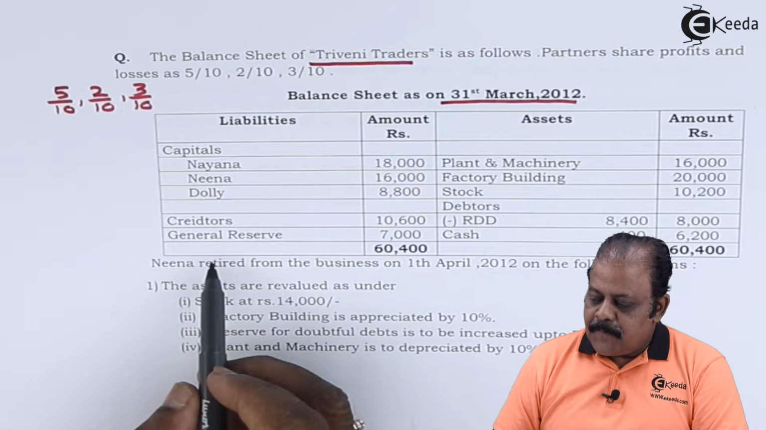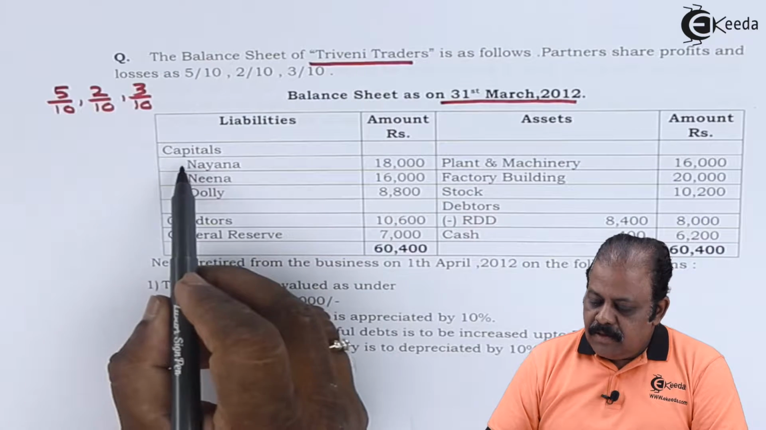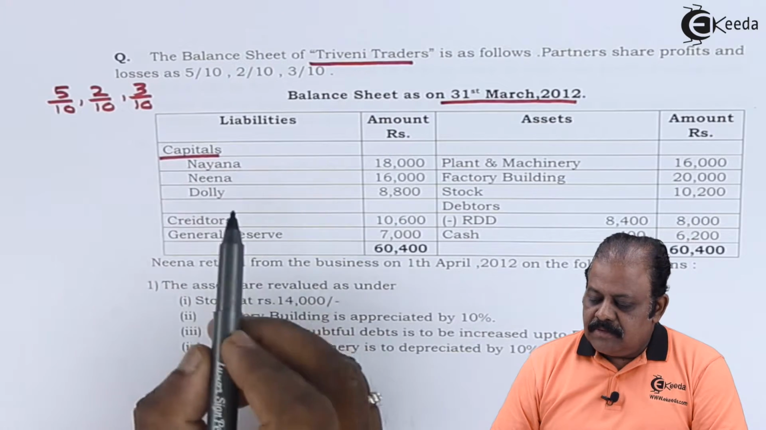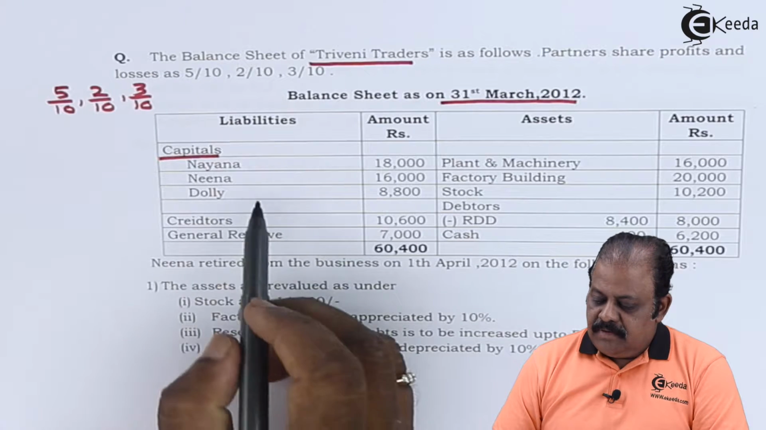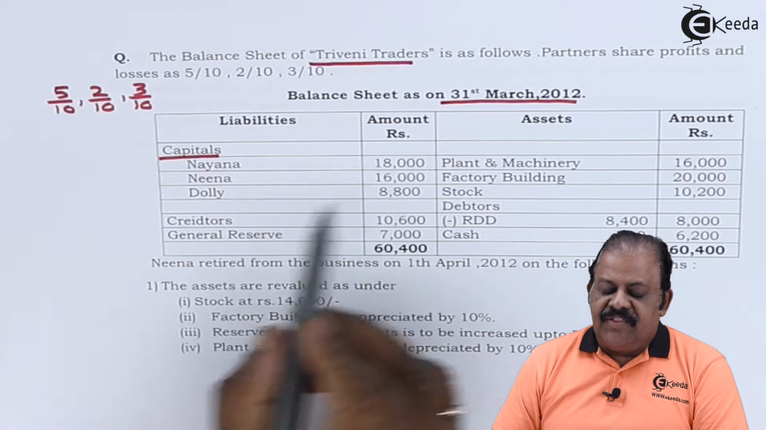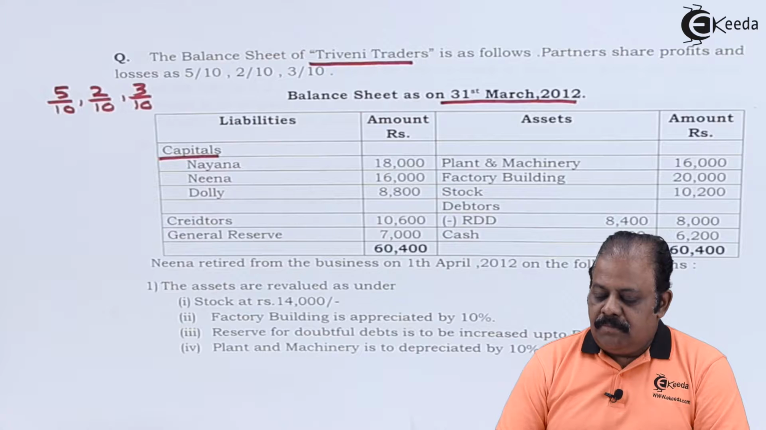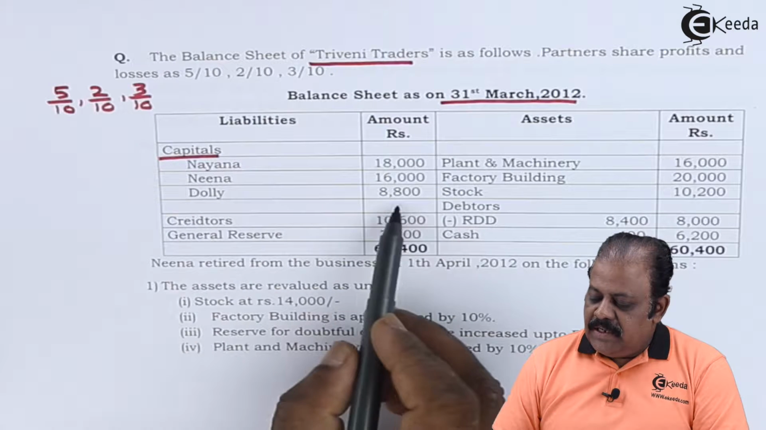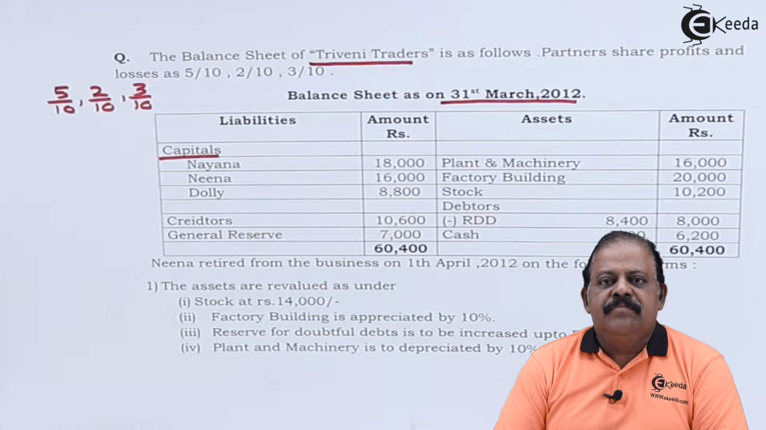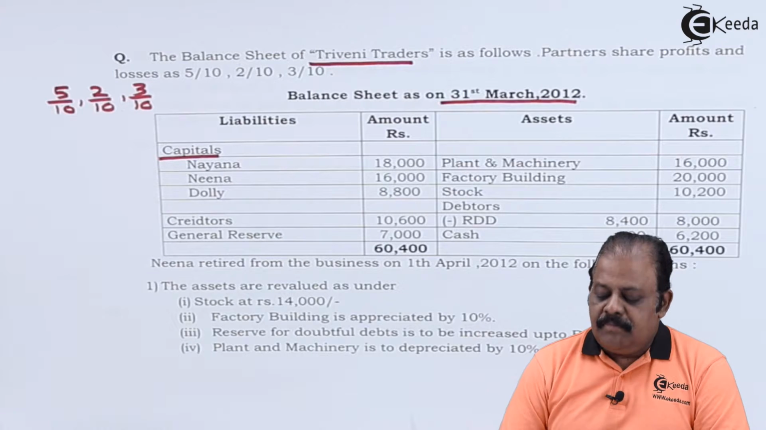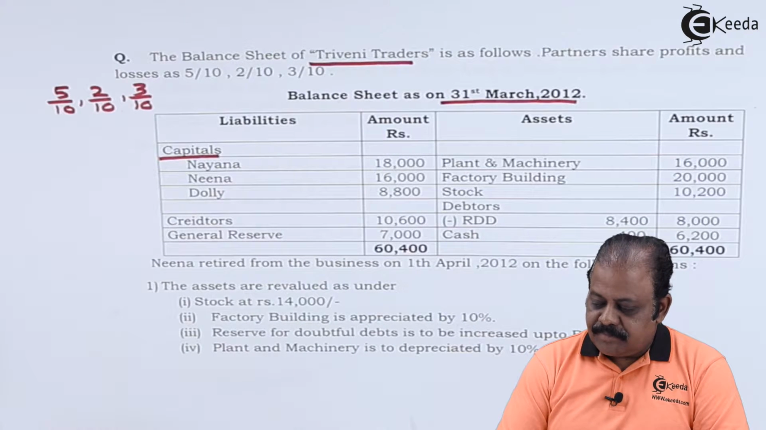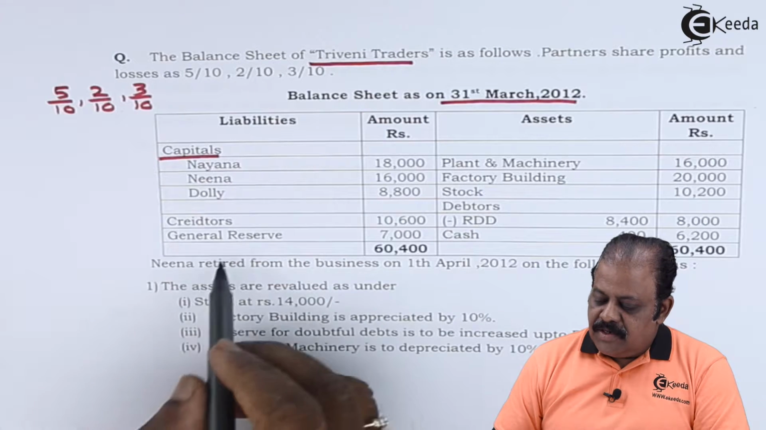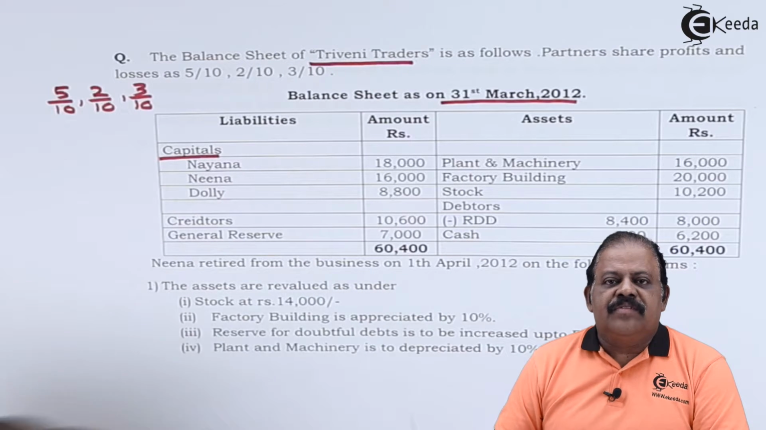Liability side. Capital: Naina 18,000, Nina 16,000, Dolly 8,800. Creditors 10,600. General reserve 7,000.